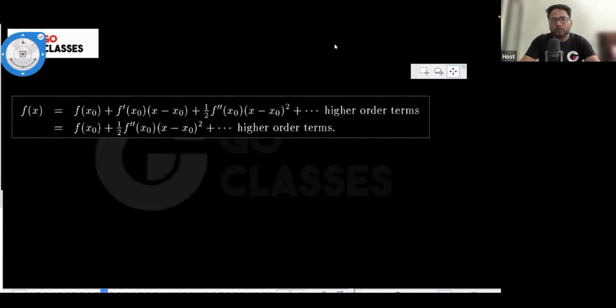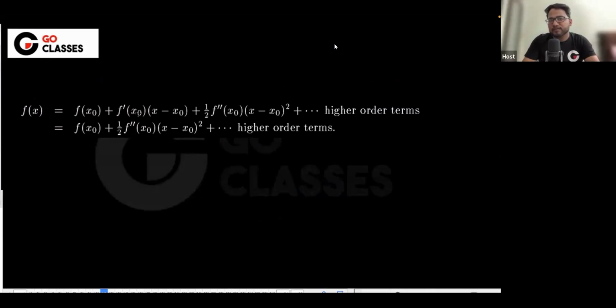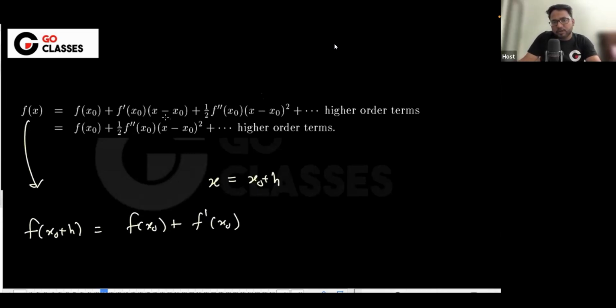So maybe you might remember that if you want to find out f(x) at x naught, then it is f(x naught) plus f dash x naught into (x minus x naught) plus 1 by 2 f double dash x naught into (x minus x naught) whole square and so on. Now, let's suppose instead of x minus x naught, I put x equal to x naught plus h. Then it is f of (x naught plus h) equal to f of x naught plus f dash x naught, and instead of x minus x naught you can put h. So it is 1 by 2 f double dash x naught into h square and so on.